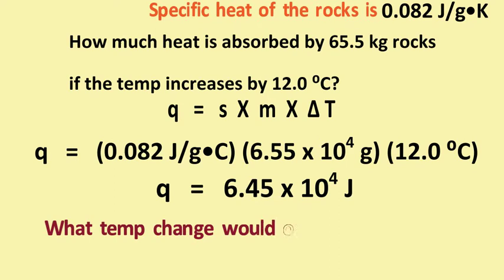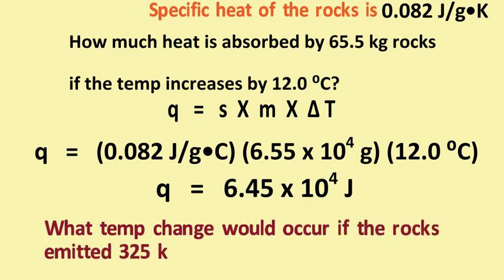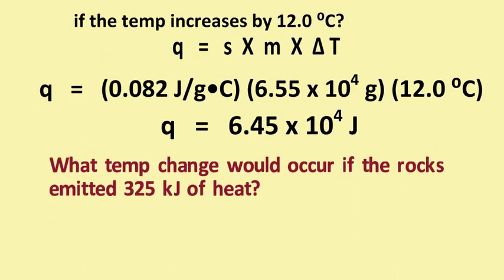Now let's try switching it around. What temperature change would occur if the rocks emitted 325 kilojoules of heat? Solve. Pause. Here comes the answer. 60.5 degrees Celsius is the answer. See if you can figure out how that happened. There's only one equation, so it's not that complicated.